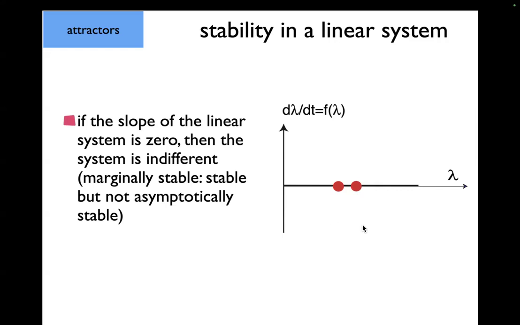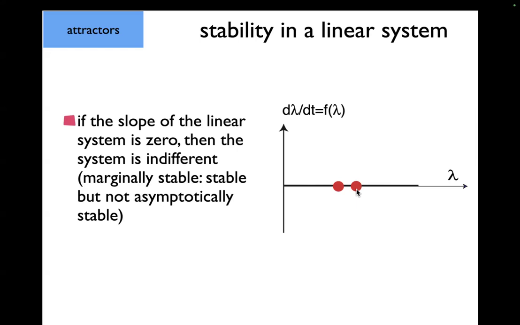So if the slope is zero, then you have continuously many fixed points. Every point is a fixed point. It's not really asymptotically stable, because if you start in the vicinity of a fixed point like here, then you just stay there. You don't get attracted. So it would be stable in this mathematical sense because you're not going away, but not asymptotically stable. It wouldn't be attractive, right?